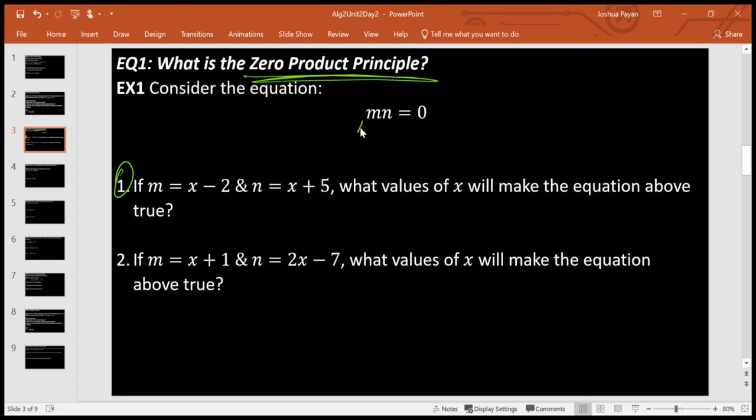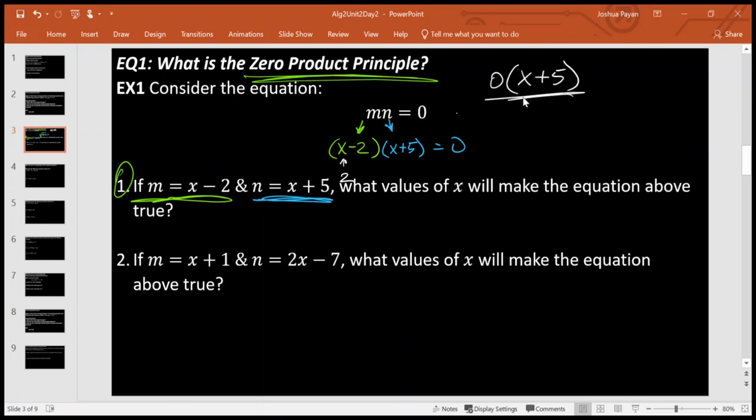So if I say that m is x minus 2, and then I say n is x plus 5, what values of x would make the product equal to 0? That's pretty simple. Common sense tells me that 2 would make it equal to 0, because I would have 2 minus 2, and 0 times, well, it doesn't matter what happens over here. I'm still going to end up with 0.